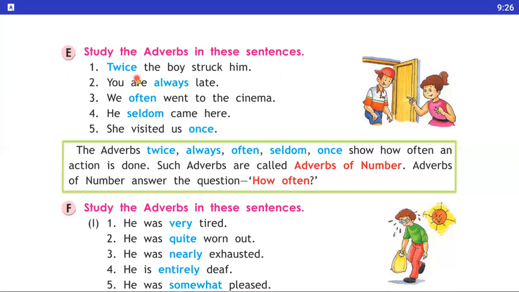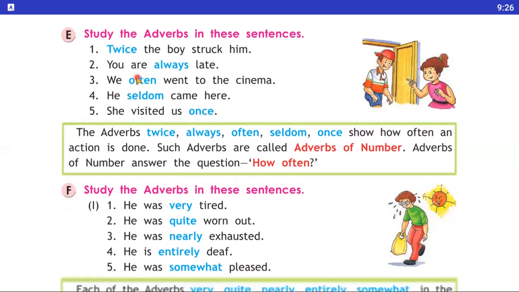Okay, adverb क्या होते हैं? जो verb को modify करता है वो adverb कहलाते हैं. So now we start our next kind of adverb as a adverb of degree.